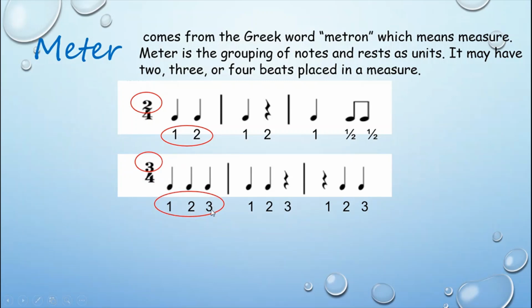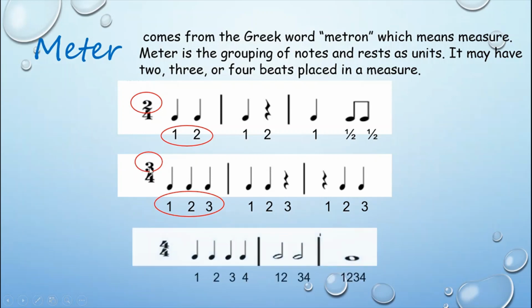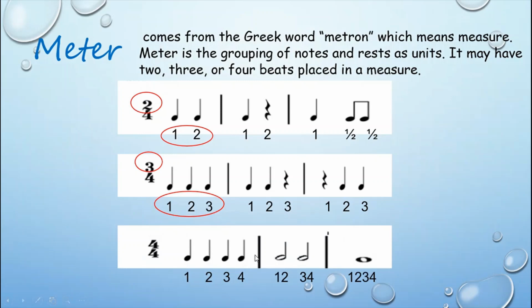1, 2, 3. Ang pinaka-last is 3. Dapat pareho sila sa numerator. So, ang pag-call natin dito ay 3/4 time signature. Very good. Lastly, we have 1, 2, 3, 4 beats. So, ang pinaka-last nating beat is 4. And the numerator in the time signature should be the same. So, it's a 4/4 time signature that has 4 beats.